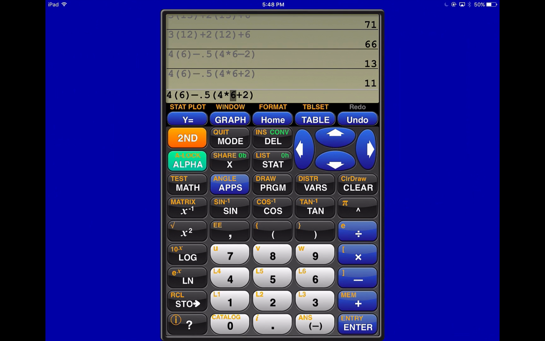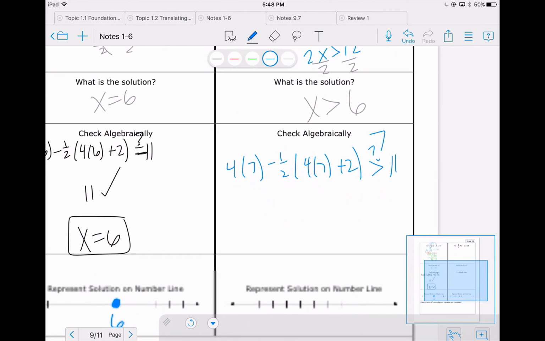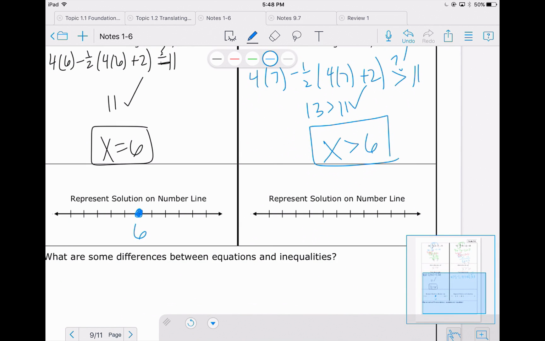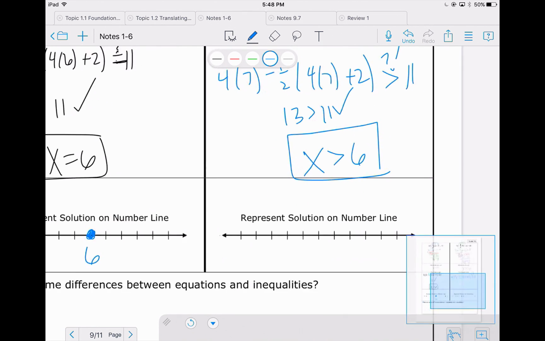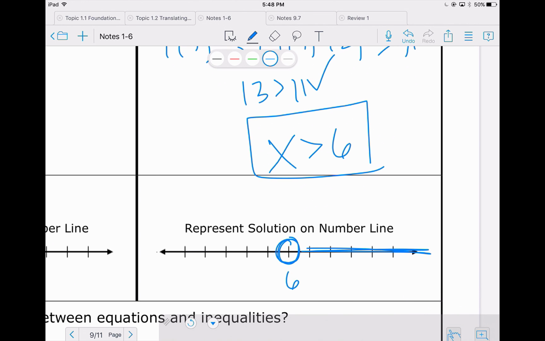So I'm going to see if I replace 6 with 7, what happens. I get the number 13. Now we know 13 is greater than 11. So x is greater than 6. So everything greater than 6. Now with this one, because 6 is not included, I have to do an open bubble at 6. And then remember that greater than goes to the right.